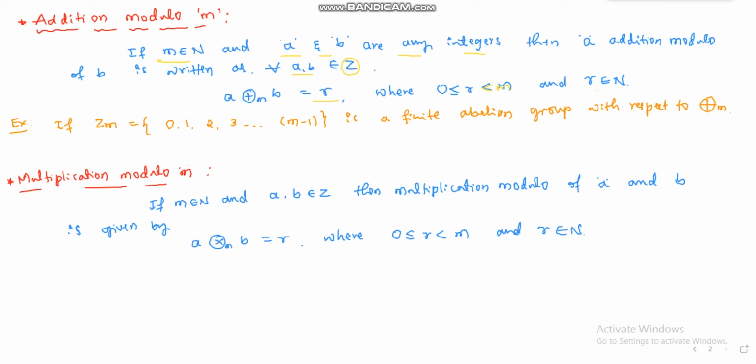For example, Zm is equal to the set 0, 1, 2, 3 up to m minus 1, which is a finite abelian group with respect to addition modulo m. Then we go for multiplication modulo m. If m belongs to the natural numbers and a comma b belongs to integers, then a multiplication modulo m of b is equal to r, where r is less than m and greater than or equal to 0, and r belongs to the natural numbers N.